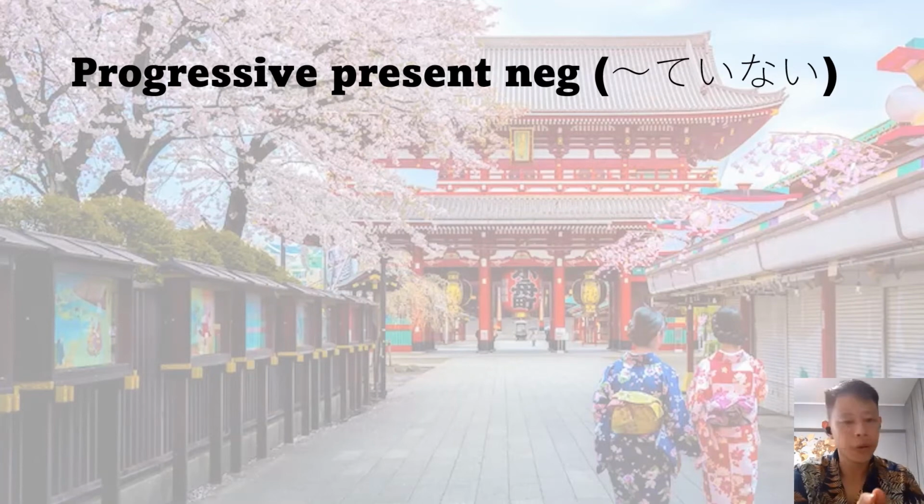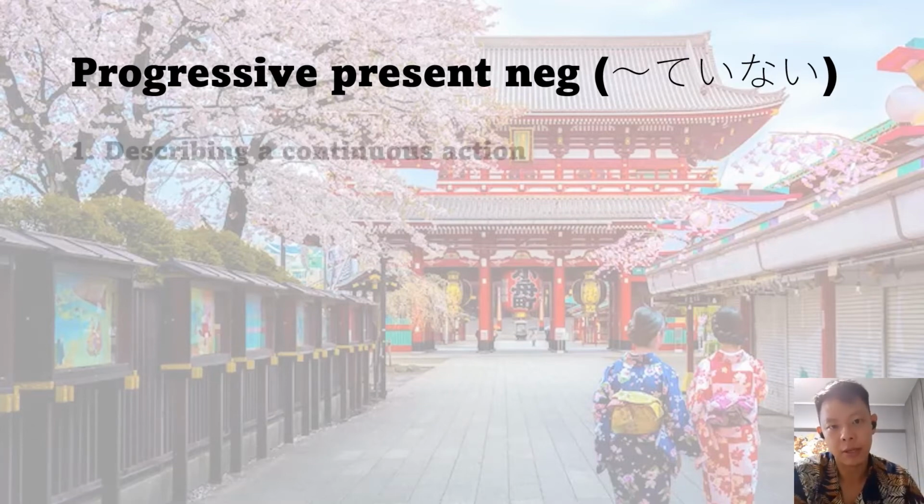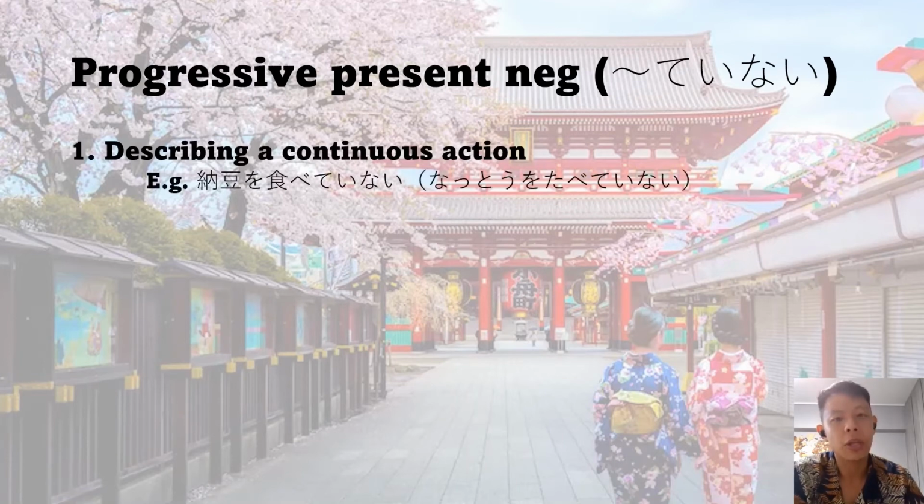So what about the progressive present negative tense? That is the teinai in Japanese. It's actually pretty much the same as the progressive present tense, except that it's negative. Let's take a look at the different ways we can use the progressive present negative tense. When you're describing a continuous action that is not happening, for example, 納豆を食べていない, which can be translated to I'm not eating natto right now.